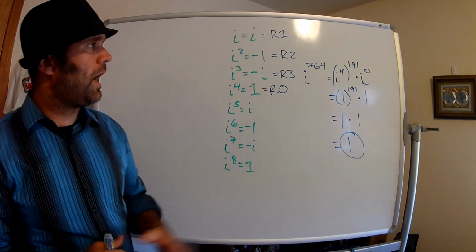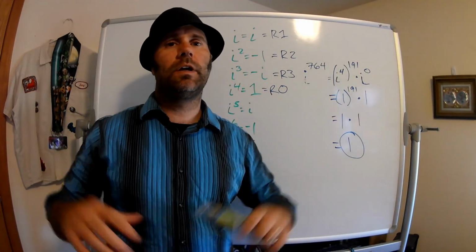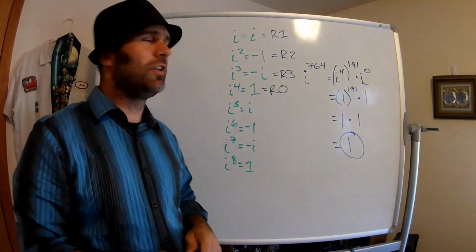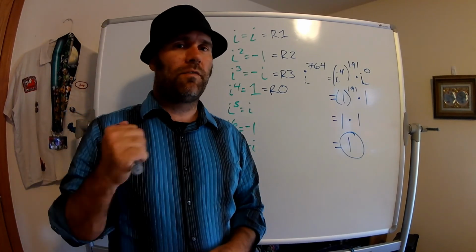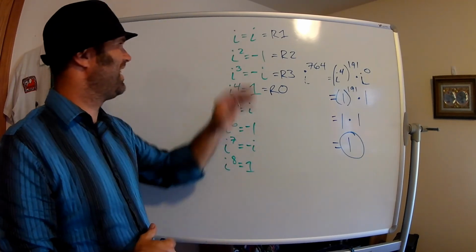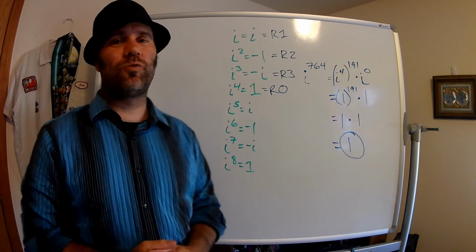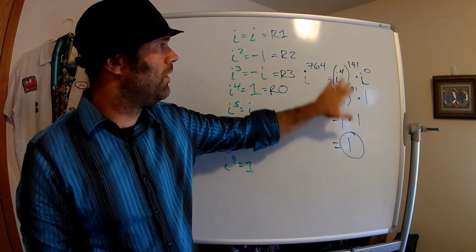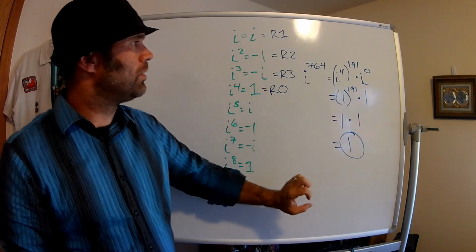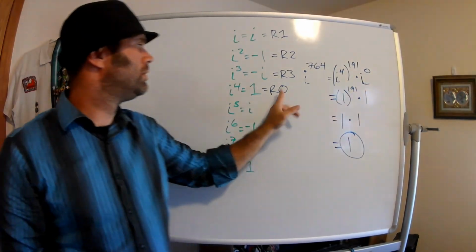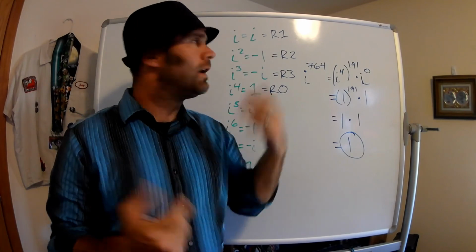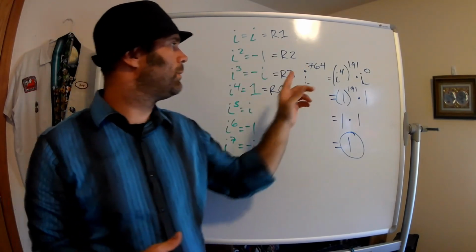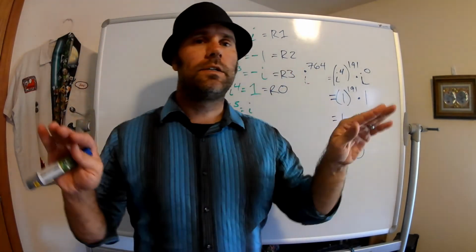So you could do I to any power. In the thousands, in the 10,000, it doesn't really matter. As long as you know how to long divide by 4, you can get your solution. And you don't even have to do all this work. You just note, okay, I got a remainder of 0. Done, it's 1. I got a remainder of 1. It's I. I get a remainder of 2. It's -1. I get a remainder of 3. It's -I. Done. It's that simple.